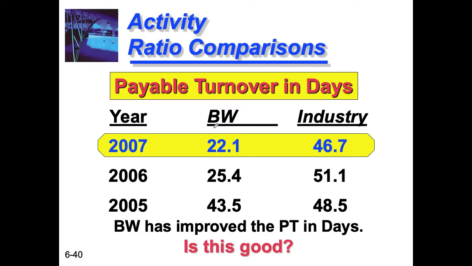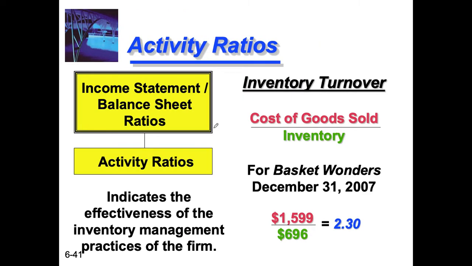Okay, now we move to inventory turnover. Cost of goods sold per inventory. That's the formula. Inventory turnover indicates the effectiveness of the inventory management practices of the firm.